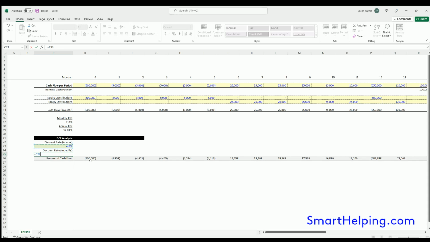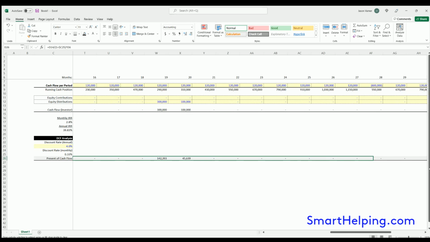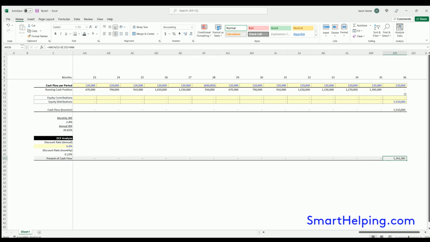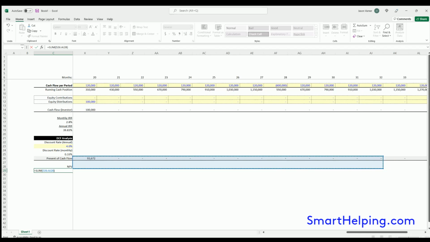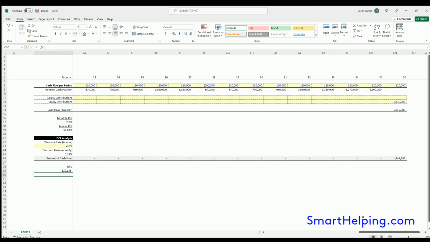So we go here. Let me do the brackets. 1 plus the rate raised to 1 divided by 12 minus 1. So to discount something at 4% per year, it would actually be discounted 0.33% per month. So let's go down to that. And yeah, that's a bit higher because that's only 3 years, not 36 years. And then net present value, we just sum up the total value of all of the present value of all the cash flows, and there it is.